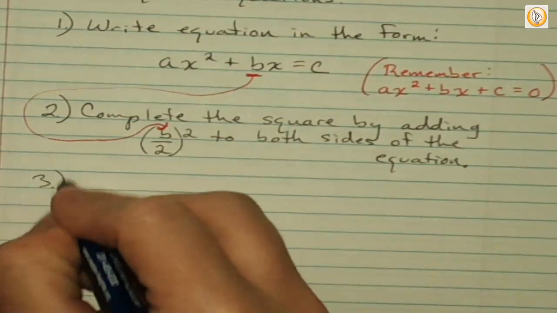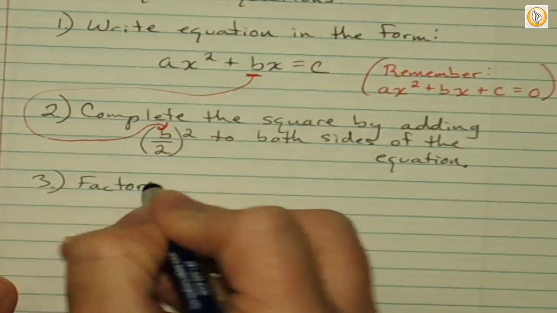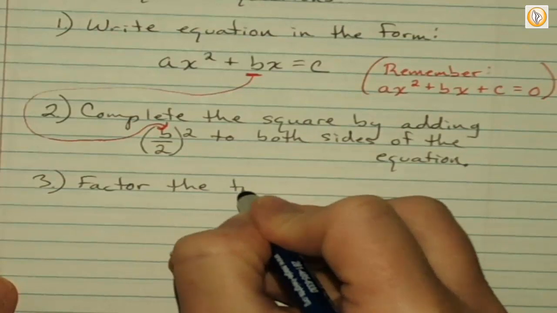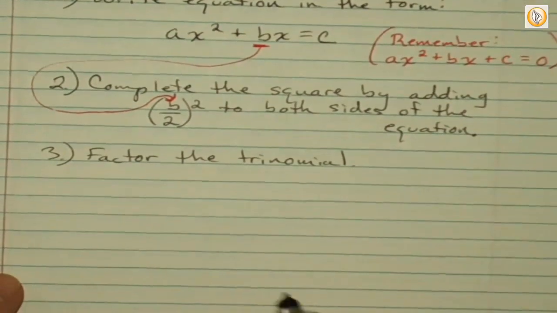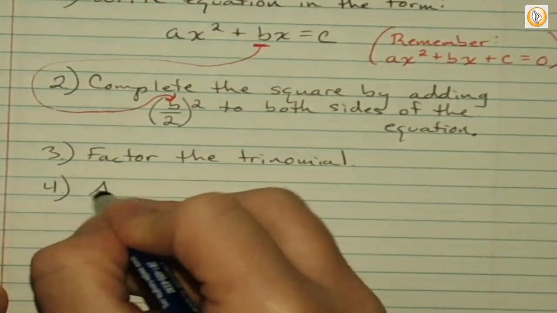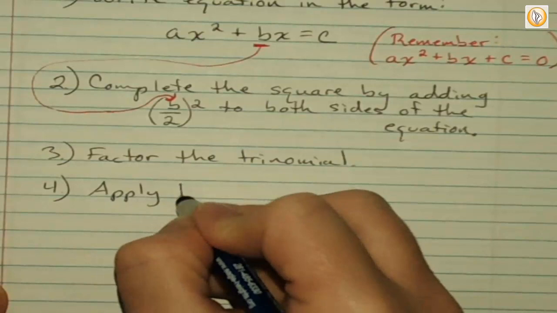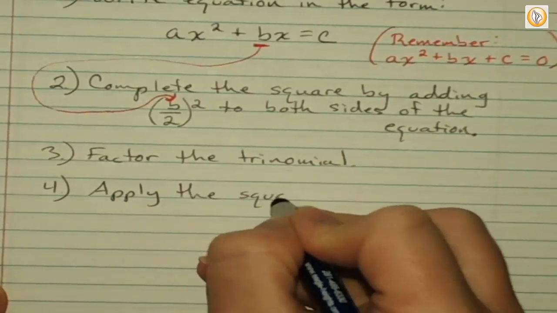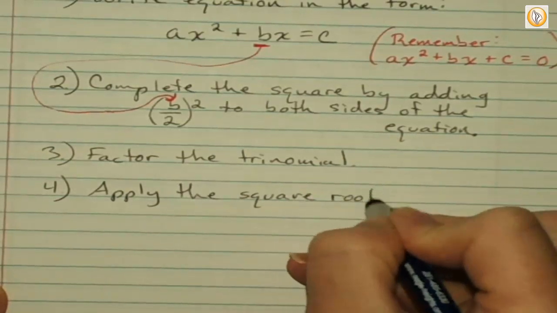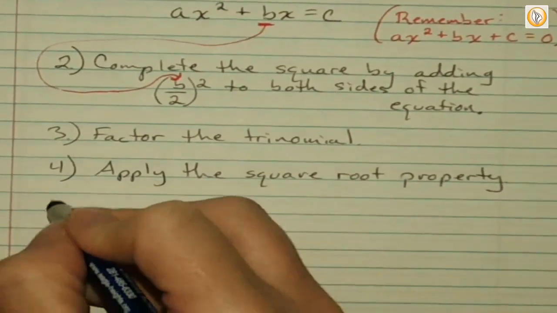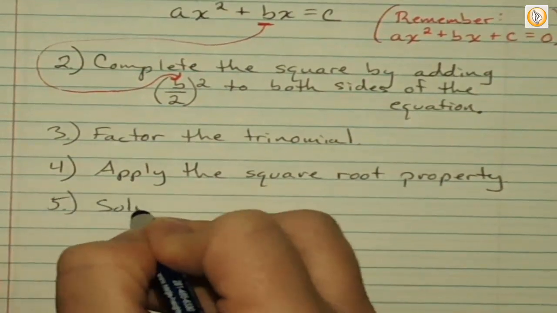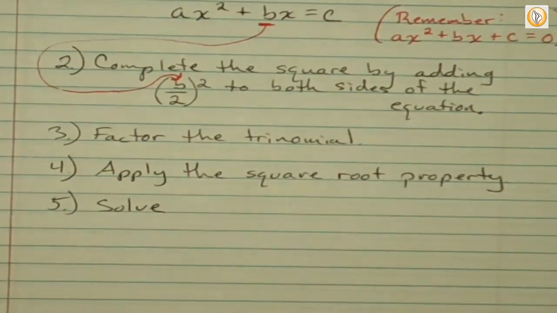All right, step 3, you're going to factor the trinomial. After you're done, 4, just like yesterday, apply the square root property, just like we did yesterday. And that should have all been in caps, but oh well. And then 5, solve. So this is just like what we did yesterday, but we gotta do a little thing beforehand.